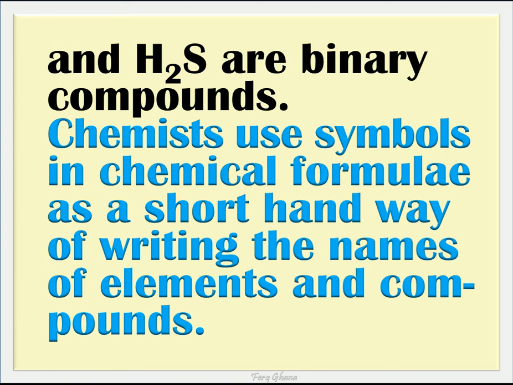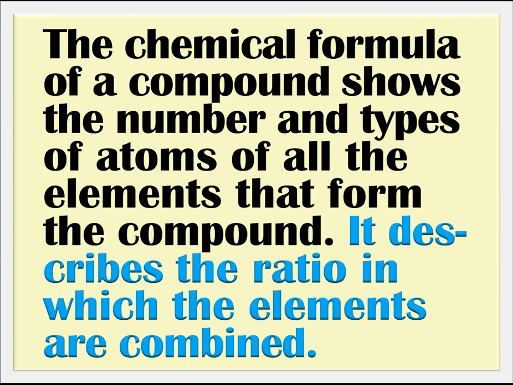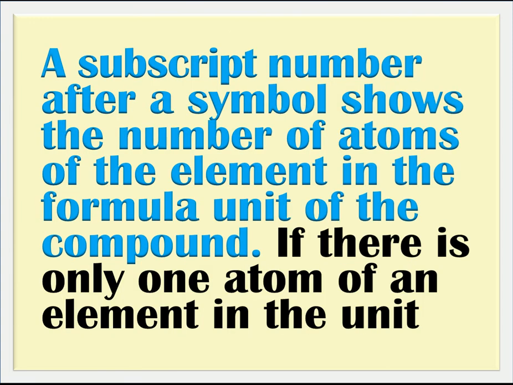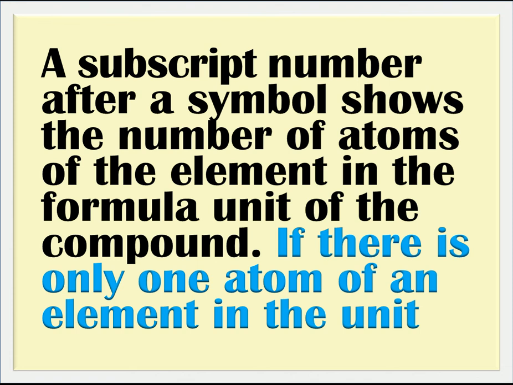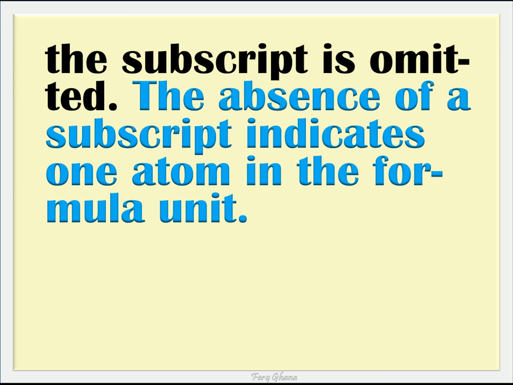Chemists use symbols in chemical formulae as a shorthand way of writing the names of elements and compounds. The chemical formula of a compound shows the number and types of atoms of all the elements that form the compound. It describes the ratio in which the elements are combined. A subscript number after a symbol shows the number of atoms of the element in the formula unit of the compound. If there is only one atom of an element in the unit, the subscript is omitted. The absence of a subscript indicates one atom in the formula unit.